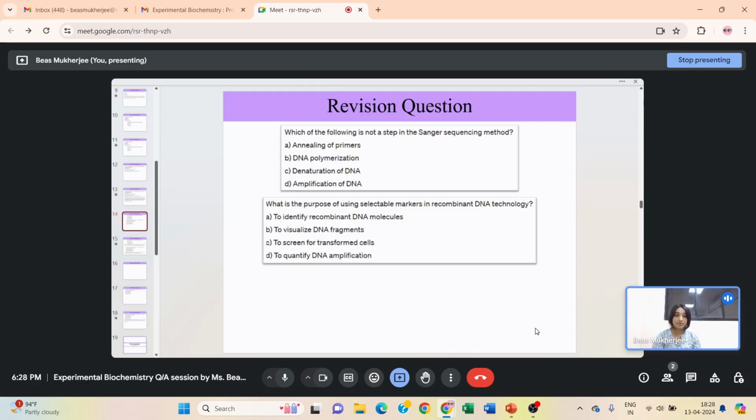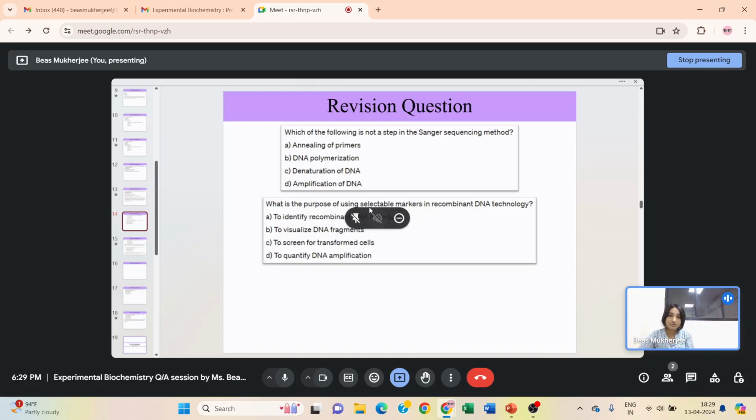Then there is DNA polymerization, denaturation of DNA, and amplification of DNA. Denaturation, definitely, and DNA polymerization means addition of the dNTPs onto the new strand to form the new strand complementary to the initial strand. So therefore, your amplification of DNA would not be the right answer. This is seen in case of PCR.